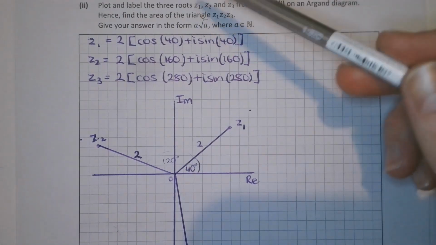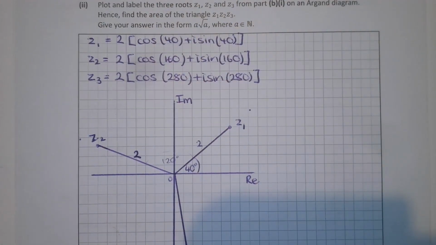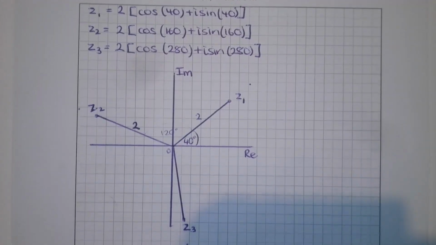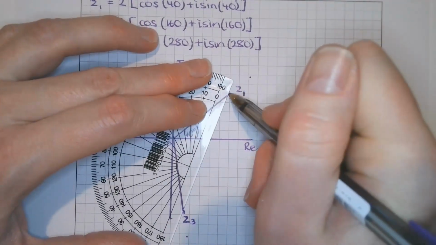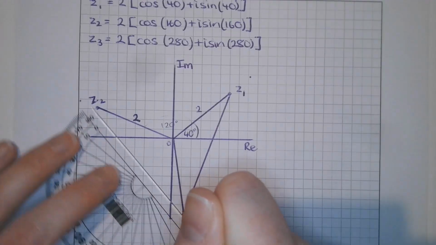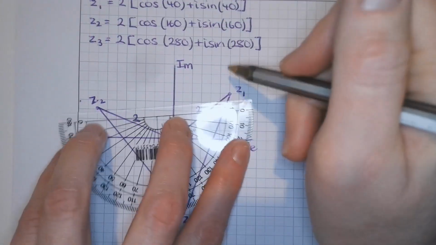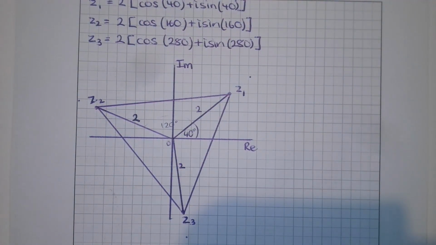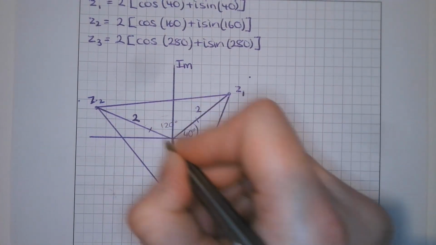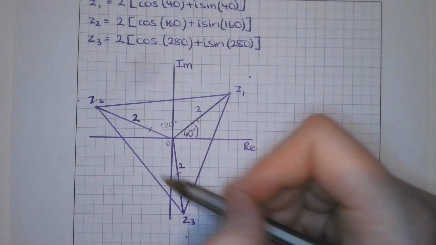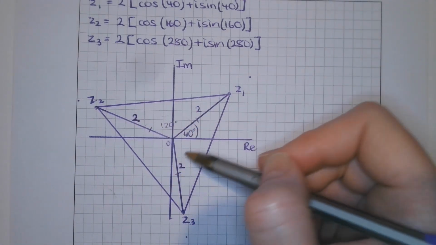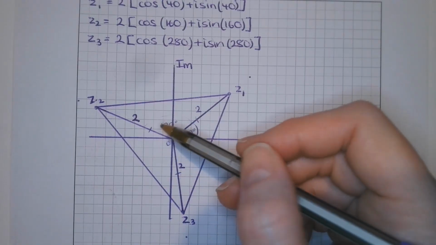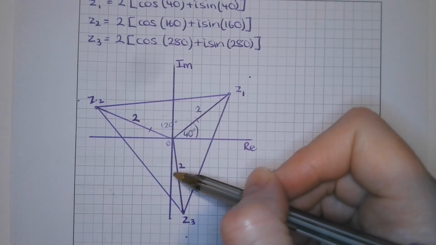Now, it's asking me to hence find the area of the triangle Z1, Z2, Z3. So the next thing I would do is just join up those vertices so we can see the triangle that we have. And again, remember that that was a modulus of 2 as well. So what we hopefully see from this is we have 3 triangles that are making up the space that we have here, the complete triangle. We have 3 isosceles triangles where we have lengths of 2 being equal.